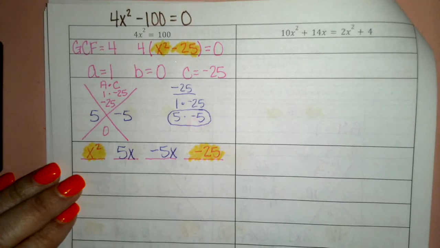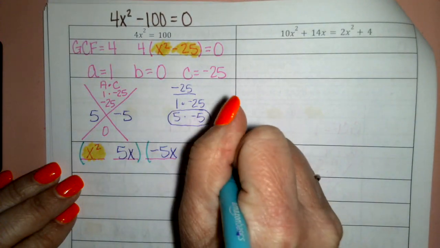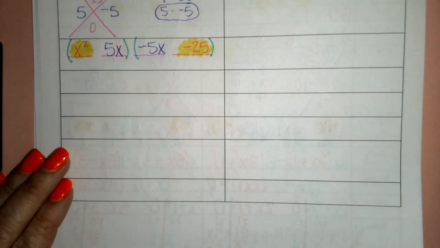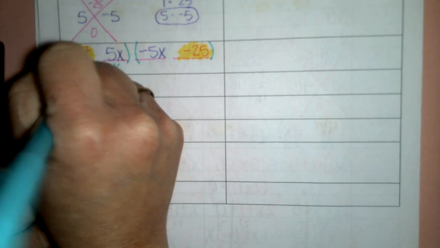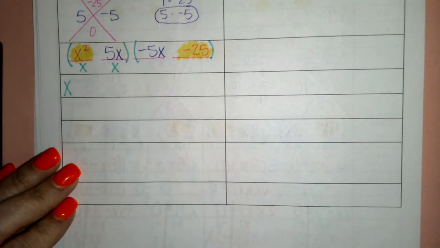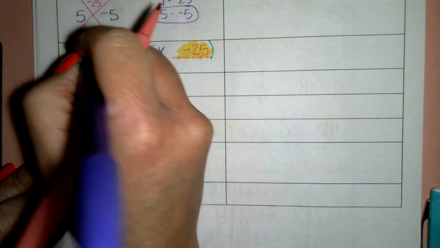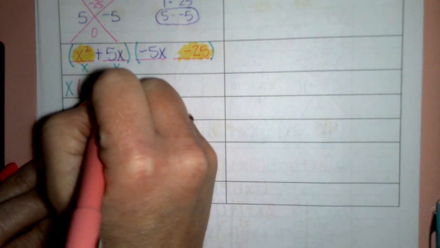Factor by grouping next. I've got an x in common, so I'm going to pull that out. When I pull out an x, I'm left with an x, and that's a plus 5. I forgot to put my plus sign. So x plus 5.